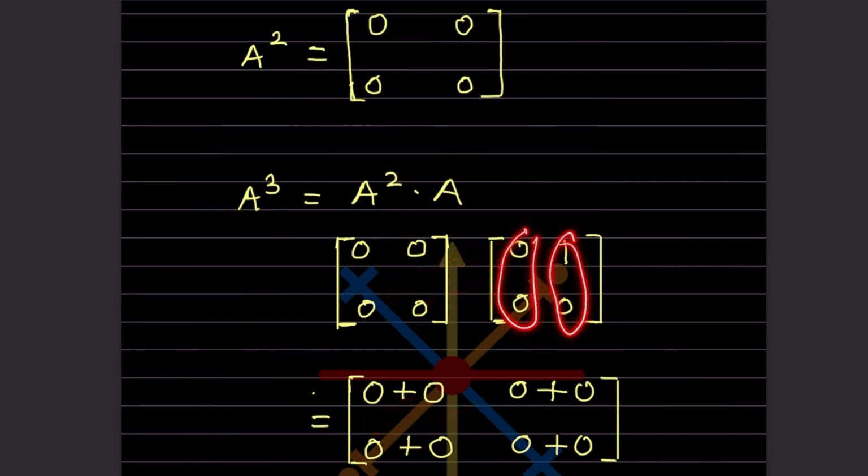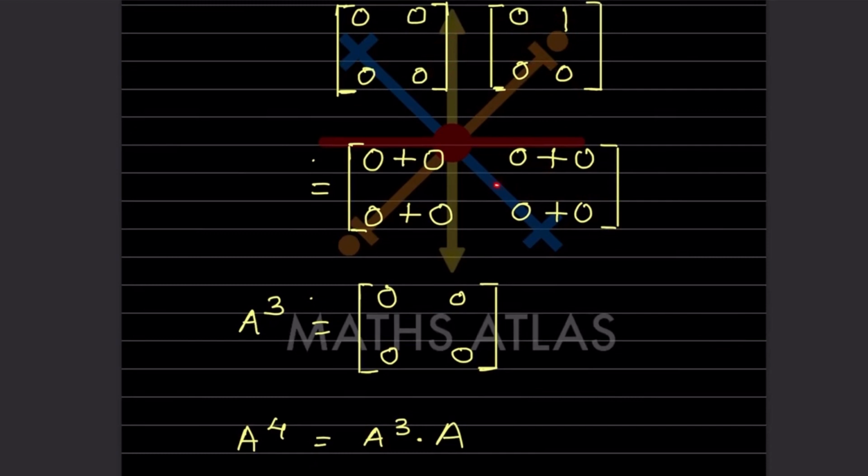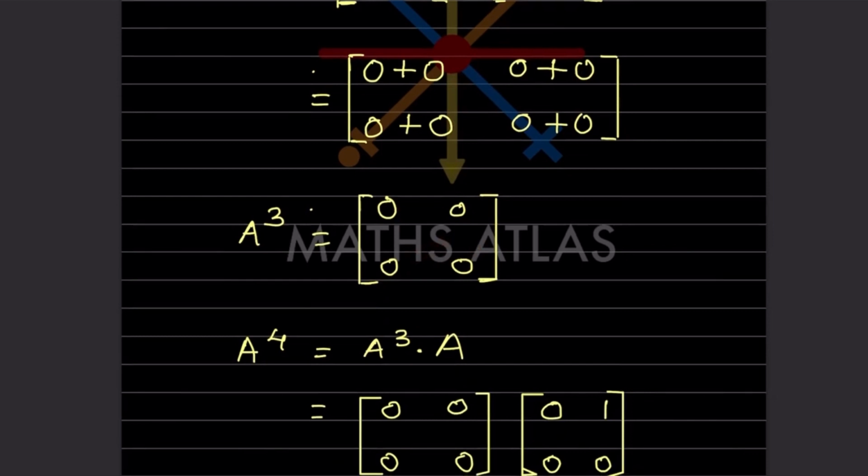Now let us see for here. 0 into 0 is 0, 0 into 0 is 0. Then 0 into 1 is 0, 0 into this is 0. So again what do you get for A cube also? We get all the zeros. So here all zeros. Now let us see for A4.